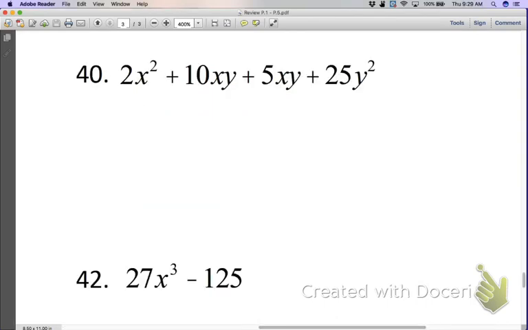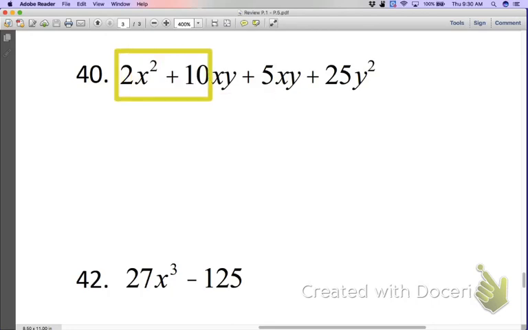All right, with 40, 2x squared plus 10xy plus 5xy plus 25y squared. Again, you have options. You can combine everything and go from there, but if it's already separated out for us, go ahead and do that. I would go ahead and do this by grouping. Even though they already did a step for us right here, let's just do it by grouping.